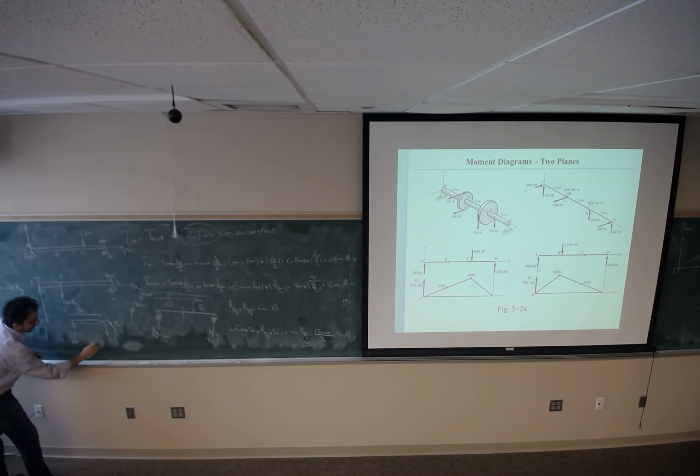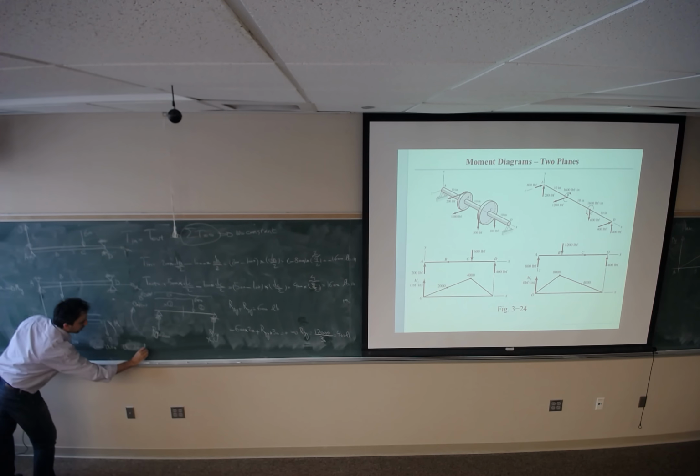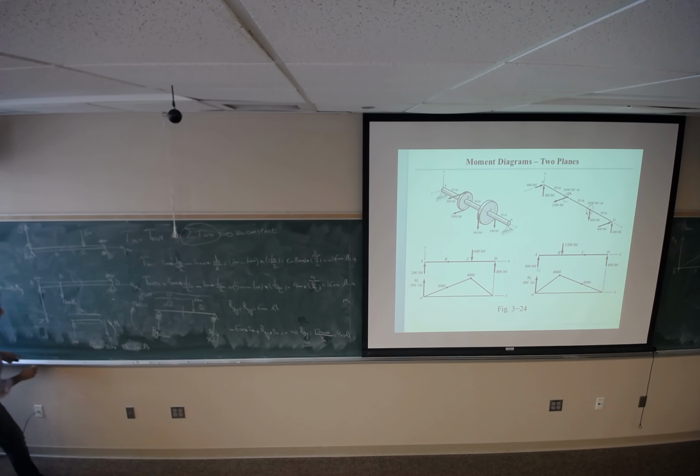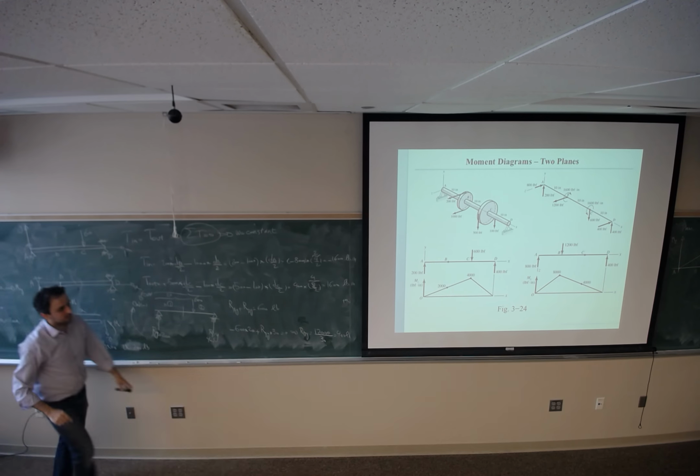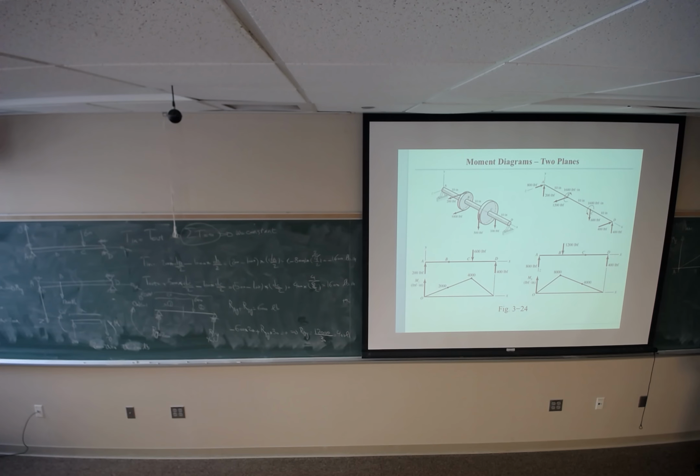Positive 200 minus V, set it equal to 0, V equals 200 pounds. For the M, just write V times this distance is making clockwise, which is negative. Negative V times x plus M equals 0. M would be V times x, and V is 200. 200 times x. For section 1, this line is 200 times x.